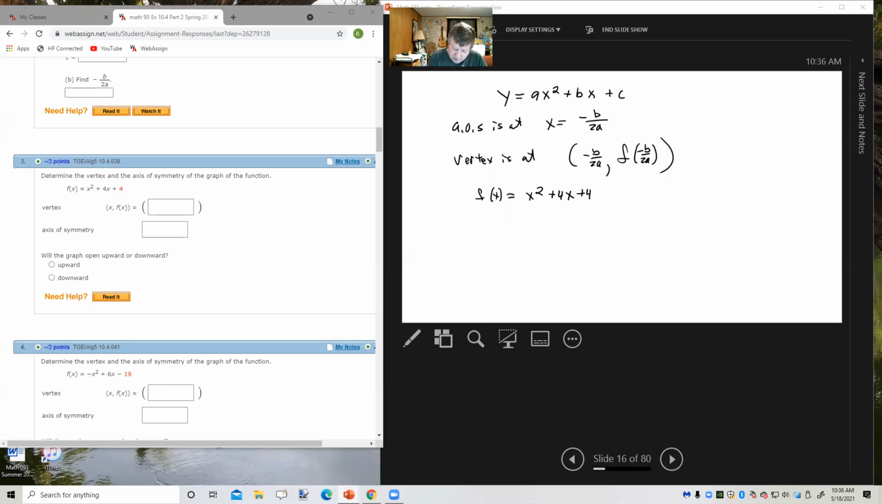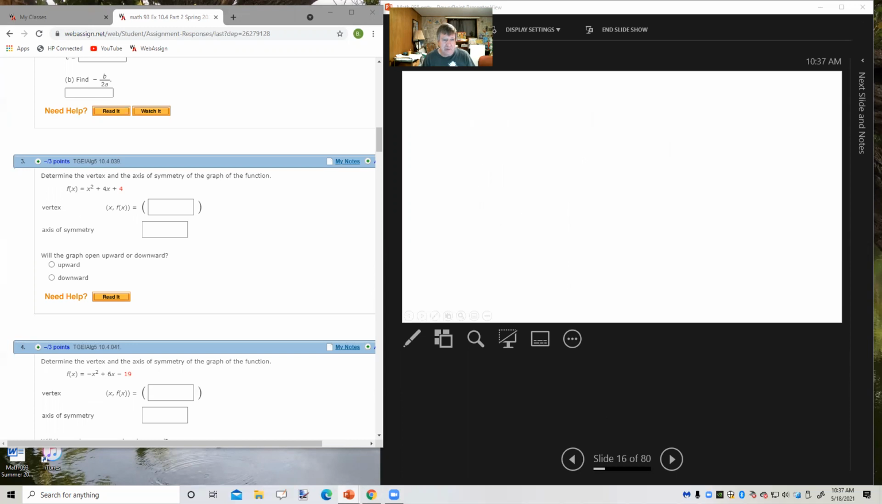So this equation is in the form y equals ax squared plus bx plus c. So a is 1, b is 4, and c is 4. Using the formula x equals negative b over 2a, we get negative 4 over 2 times 1, which is negative 4 over 2, or just negative 2. So from this, we get the axis of symmetry is x equals negative 2.